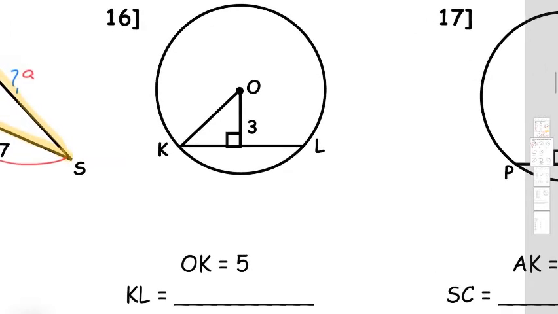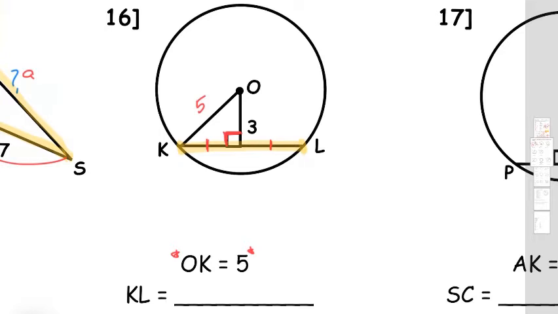Moving on to 16. Now, if you notice, segment KL is a chord, and because the radius is perpendicular to that chord, the property tells us that these two segments are going to be congruent. And the next part, they're telling you down here, they're trying to hide it, they're telling you OK or KO is 5. That means the radius is 5.